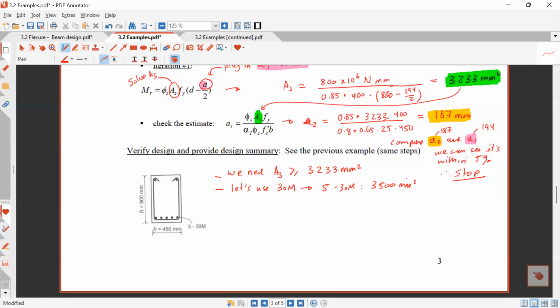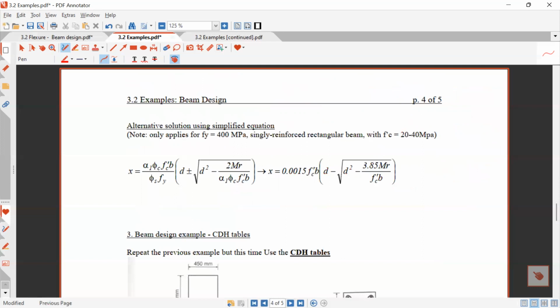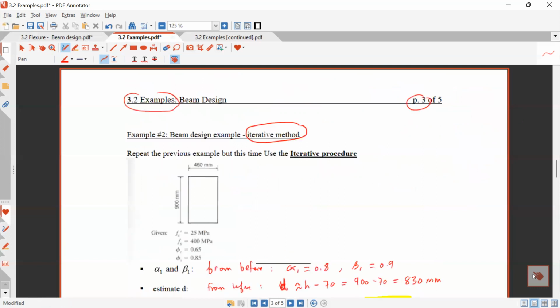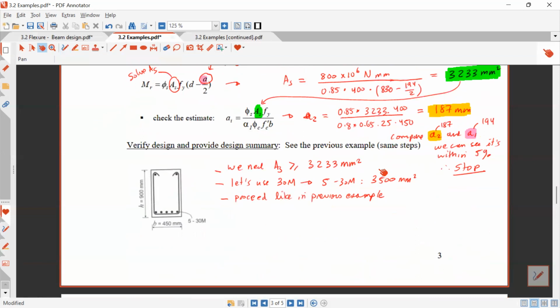Okay, so what would we do next? After that, proceed like in the previous example, right? We just continue as before. I'm not going to do this calculation again. We would calculate the actual d, which would be what we just did before. It would be 845 millimeter.